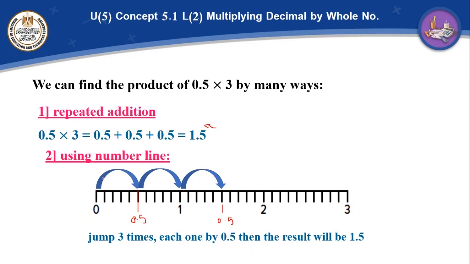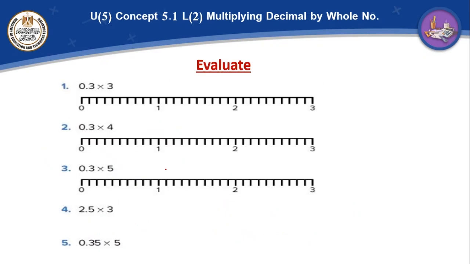First step, jump 0.5. Then another 0.5, and we reach 1. Then another 0.5. So if we measure this distance, you get 1 and 5/10. So jump 3 times, each one by 5/10, then the result will be 1 and 5/10. That gives the first, repeated addition, and second, using a number line. Then evaluate 0.3 by 3. So we jump 0.3 three times on the number line.